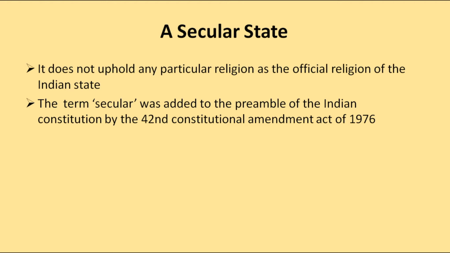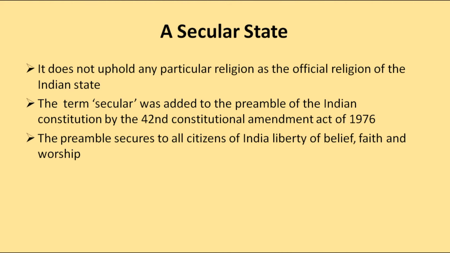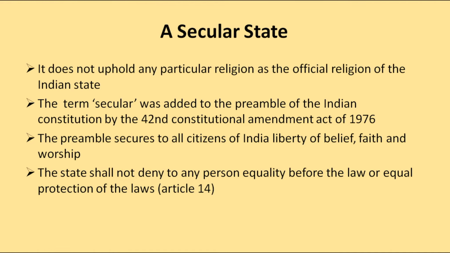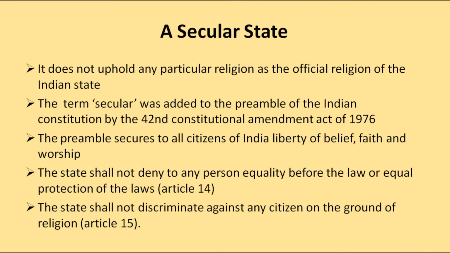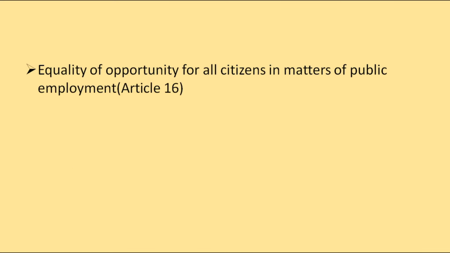সেই প্ৰভিজন কেইটা হ'ল, the preamble secures to all citizens of India liberty of belief, faith and worship. Then under Article 14, the state shall not deny to any person equality before law or equal protection of laws. Then the state shall not discriminate against any citizen on the ground of religion, Article 15. Then equality of opportunity for all citizens in matters of public employment under Article 16.